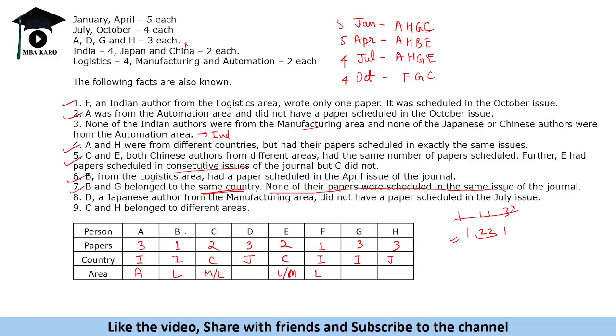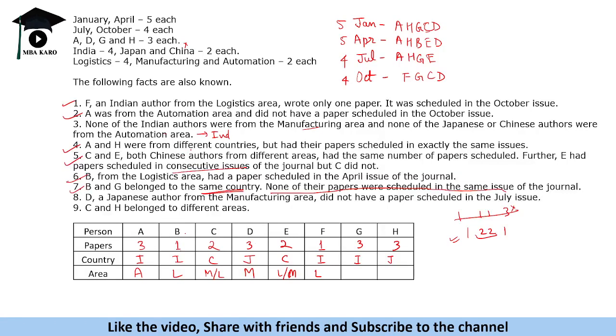D, a Japanese author. So we already knew that he's a Japanese person from the manufacturing area, and did not have a paper scheduled in the July issue. Now D has three papers. He did not have one in July. So D will have January, D will have April, D will have October. So this is how we get the list of papers in each of these sessions.